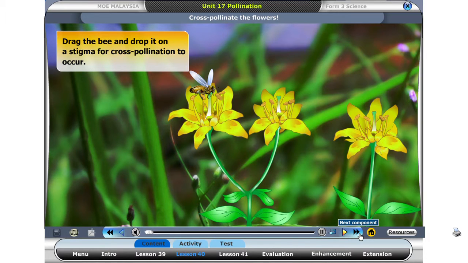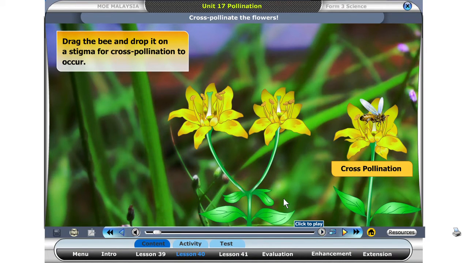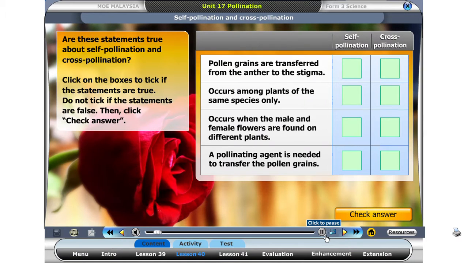There is a bee on the anther of a flower. Drag the bee and drop it on a stigma for cross-pollination to occur. Yes, when the pollen grains from the anther of a flower are brought to the stigma of another flower on a different tree, cross-pollination occurs. You already know what self-pollination and cross-pollination are.